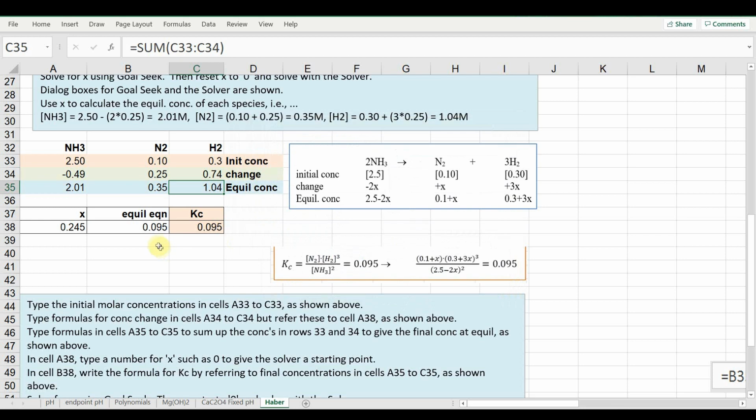Let's take a look. Well, sure enough, the equilibrium expression now is equal to 0.095, and to attain that, x was set to 0.245 molar. So by subtracting 2 times x and then combining that with the 2.5 molar, we find our equilibrium concentration for ammonia is here. Likewise, the equilibrium concentration for nitrogen and then for hydrogen. So it's pretty easy to use, pretty powerful tool. It's certainly worth being familiar with.